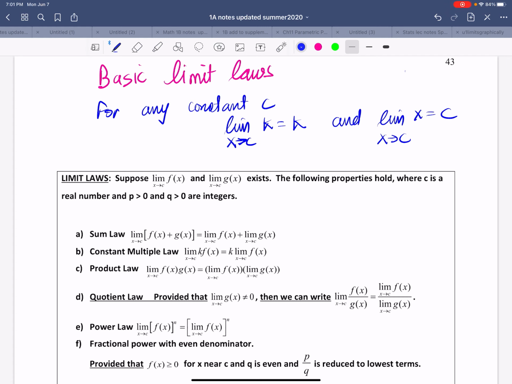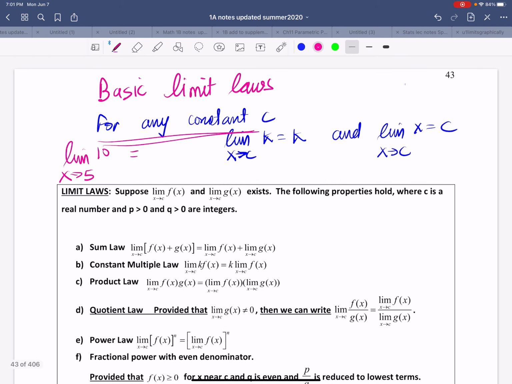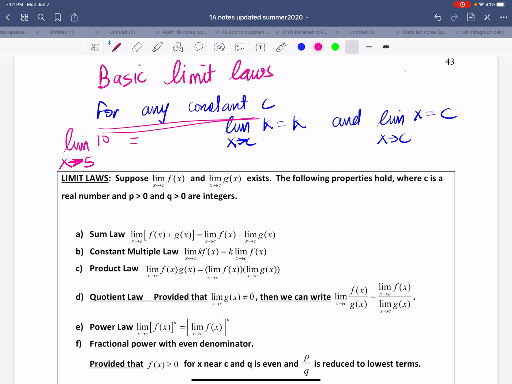Today we are going to discuss some basic limit laws. We'll start with the very basic one, the first one, which is for any constant k, the limit as x approaches c of k is equal to k. For example, if x approaches 5 and k is 10, then that 10 doesn't care what x is or where x goes. That 10 is going to remain 10 because it doesn't depend on x. So the limit as x approaches c of k would be equal to k.